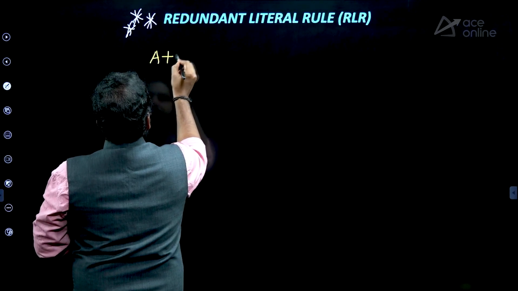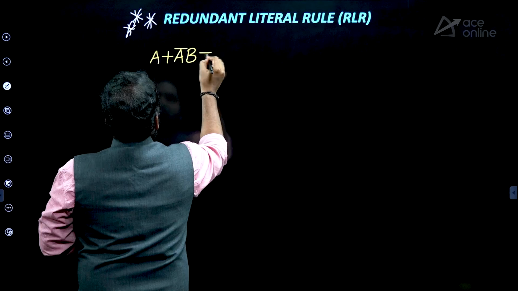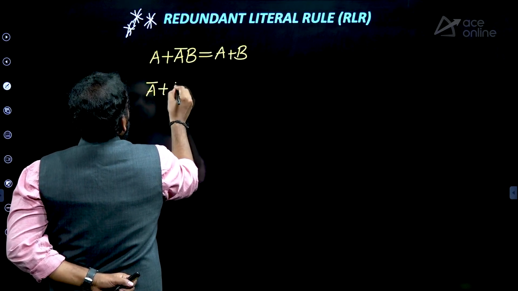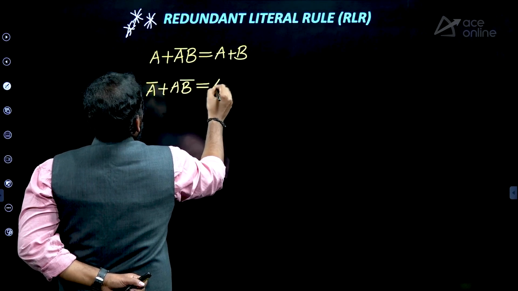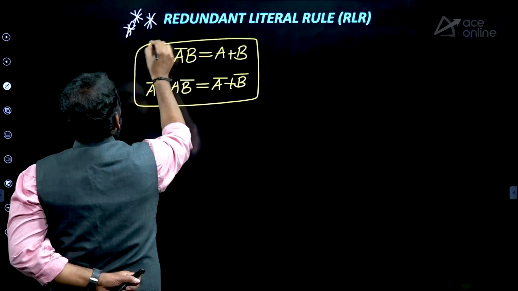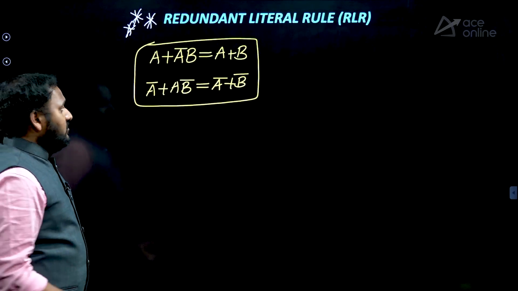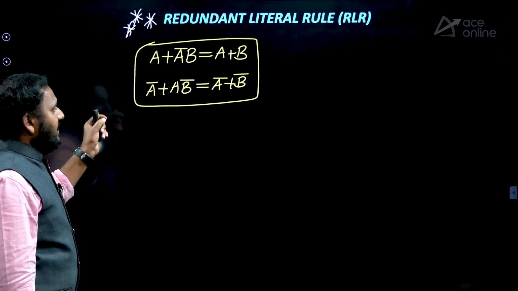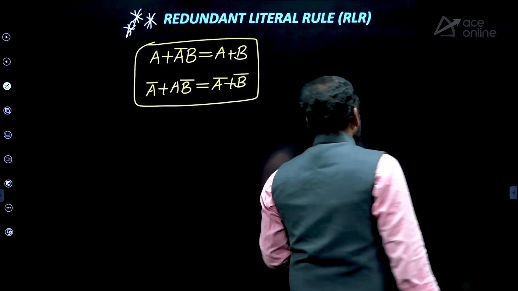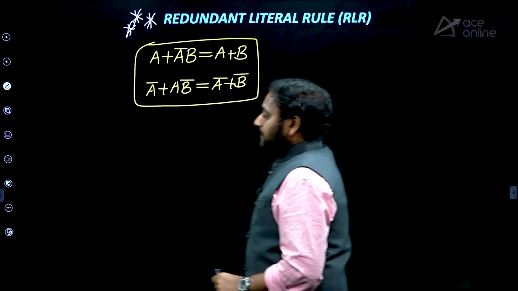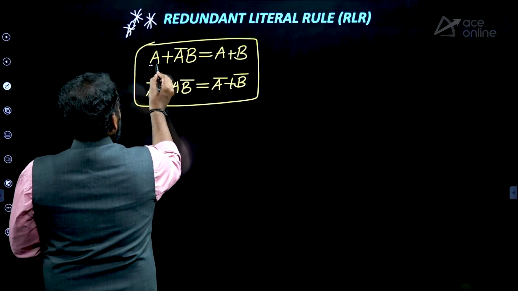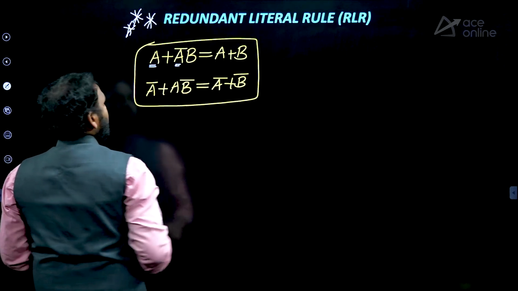Everyone knows this: A plus A bar B can resolve into A plus B. A bar plus A B bar can resolve into A bar plus B bar. But for so many students, I have given this advice so many times, even in regular class: do not memorize the formula A plus A bar B equal to A plus B like that. Understand the format. What is the format? See guys, A plus A bar into something, you should read.